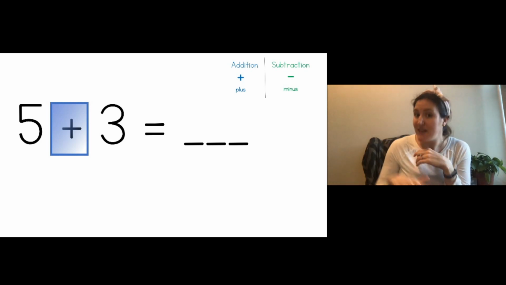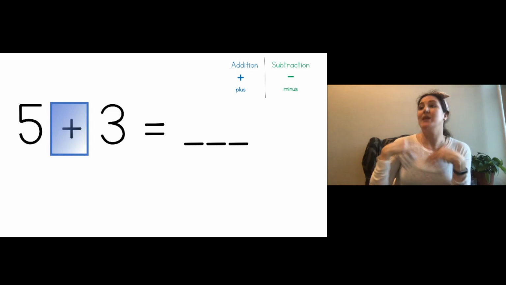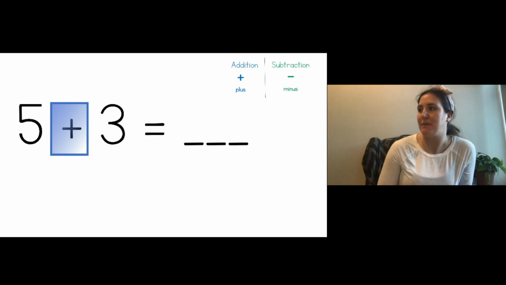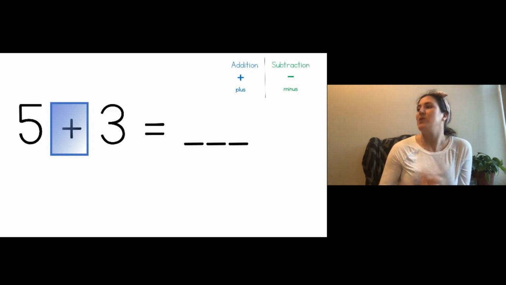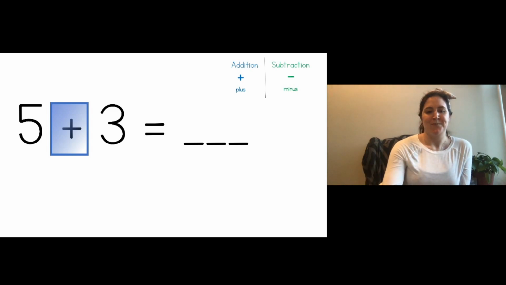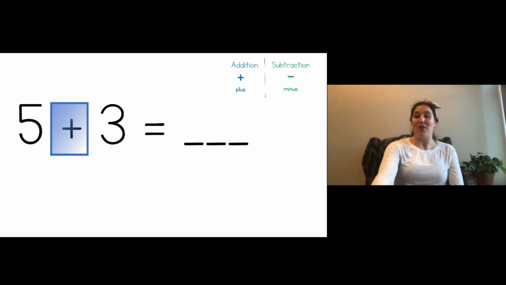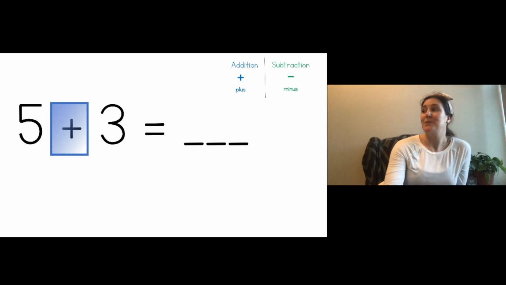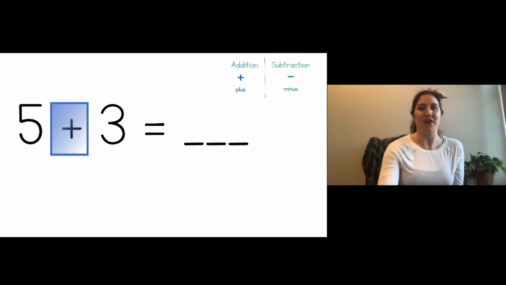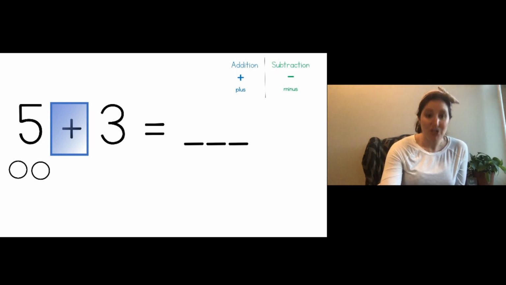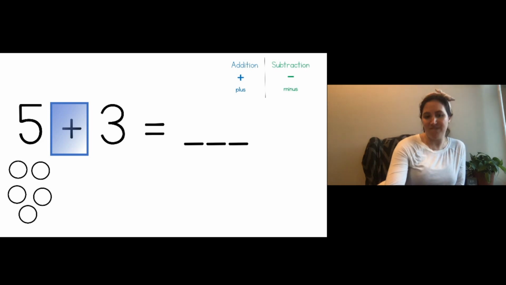5 plus 3 equals blank. Write it on your piece of paper. You know the drill. 5 plus 3 equals blank. Okay, so you need to draw how many circles to start? 5. Draw 5 circles. Okay, I'll do it with you. 1, 2, 3, 4, 5.